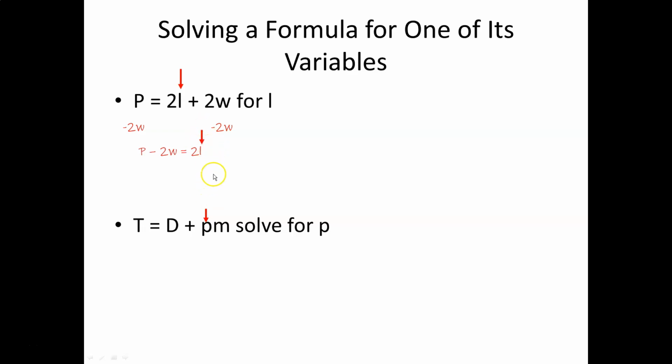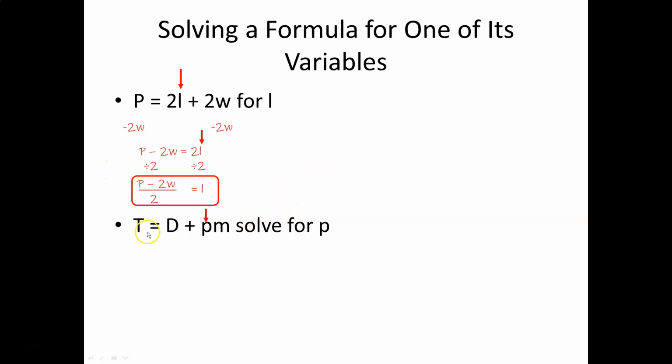That again is what we're looking for. So now we have to get rid of the 2. That's 2 times L. So we divide. Then we have P minus 2W divided by 2 equals L. That's your answer. You just treat them as if they were numbers, but then over here we can't combine them.